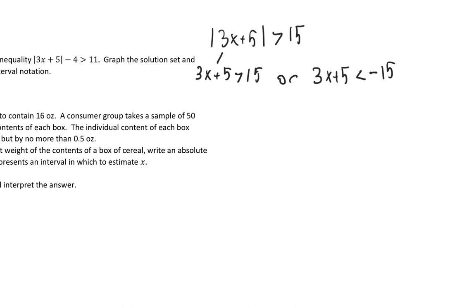Because, for example, if we get on the inside of this, if that was negative 16, right, a number that's less than negative 15, absolute value of negative 16 is positive 16. Positive 16 is bigger than 15, so that would work. So any number that's less than negative 15 will work, or any number that's bigger than 15 will work. So we're going to solve each of these individually. So I'll go ahead and say 3x is going to be greater than 10. X has to be greater than 10/3.